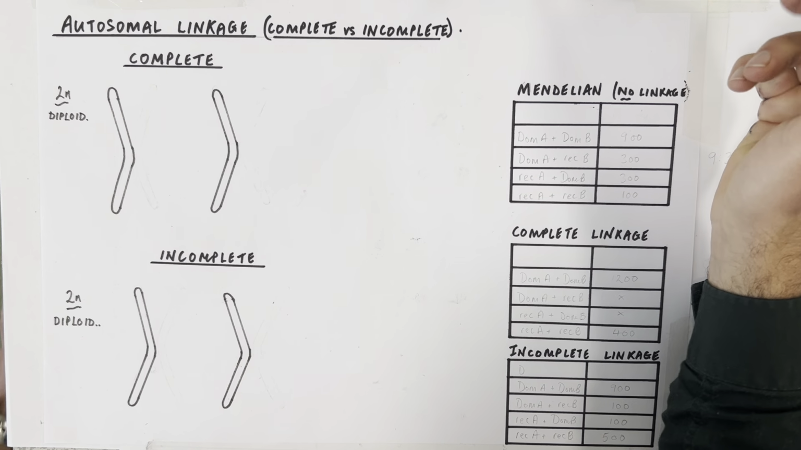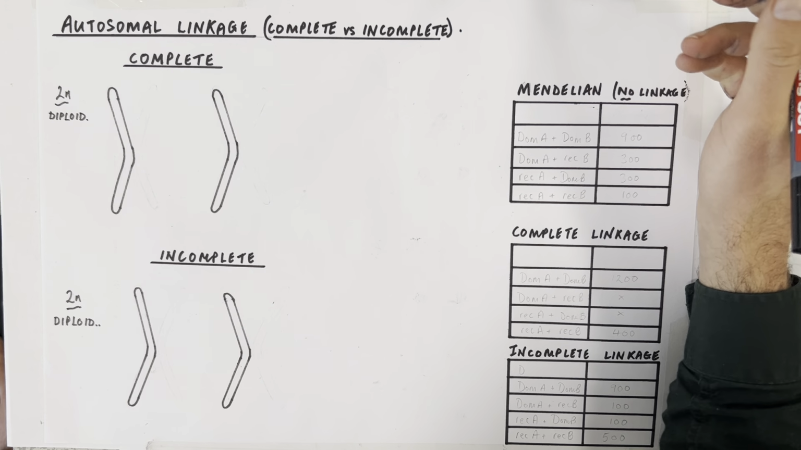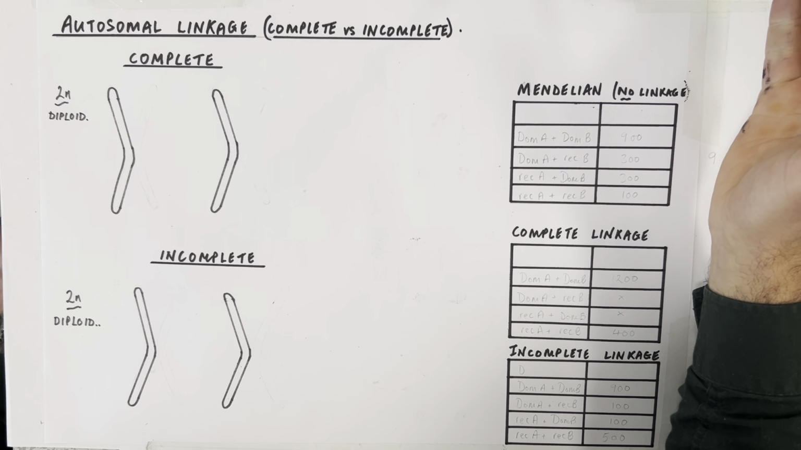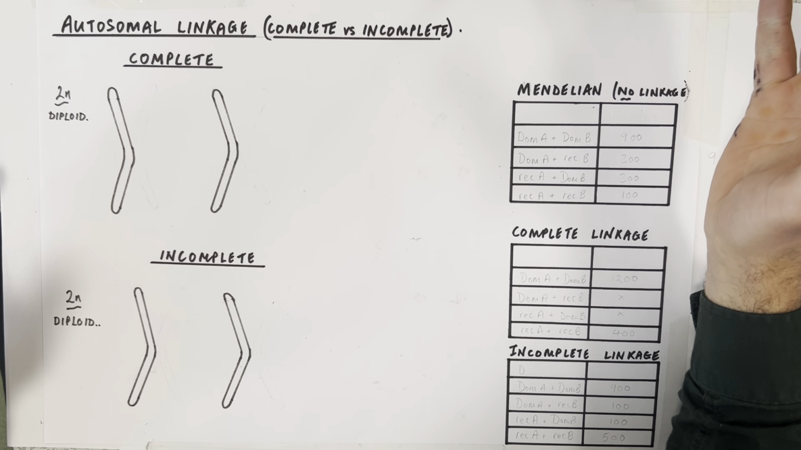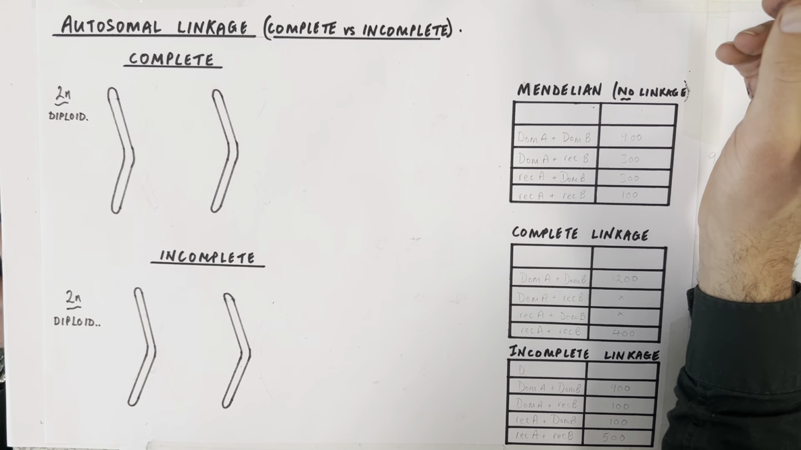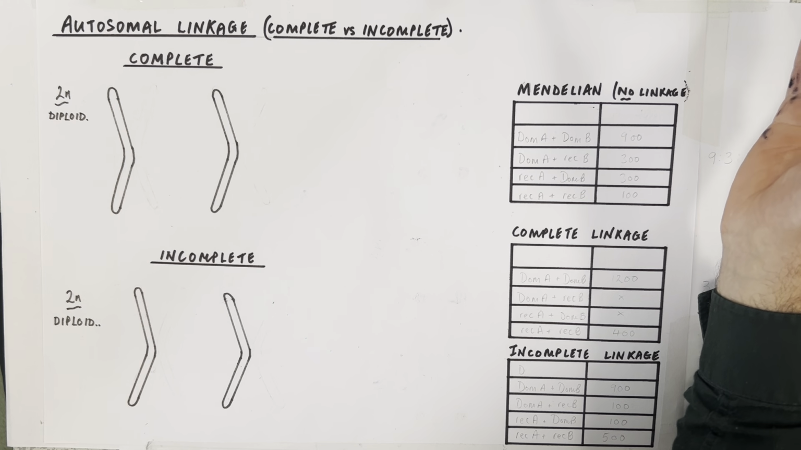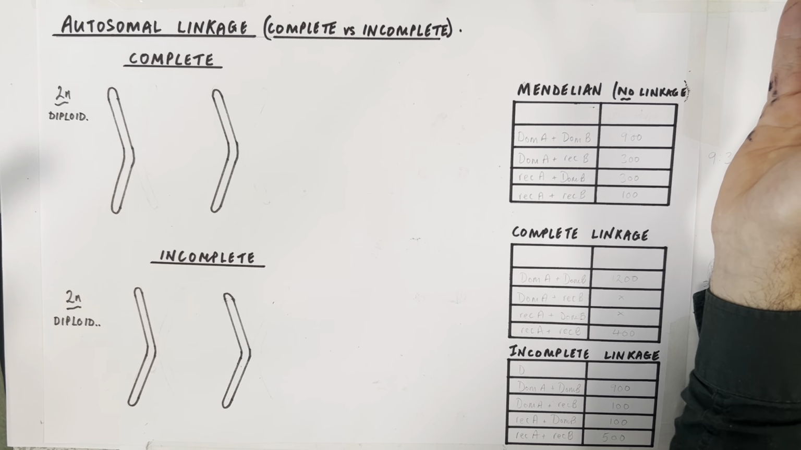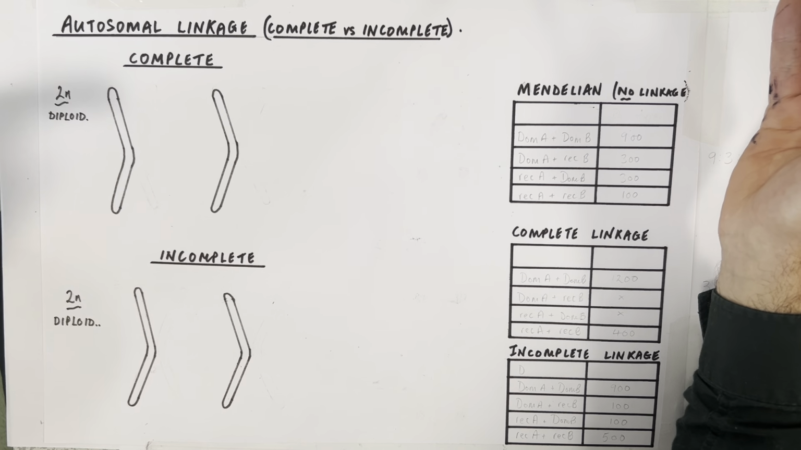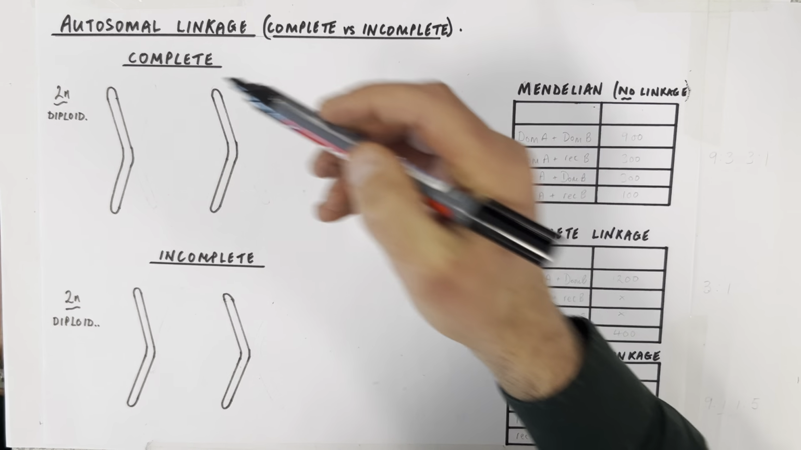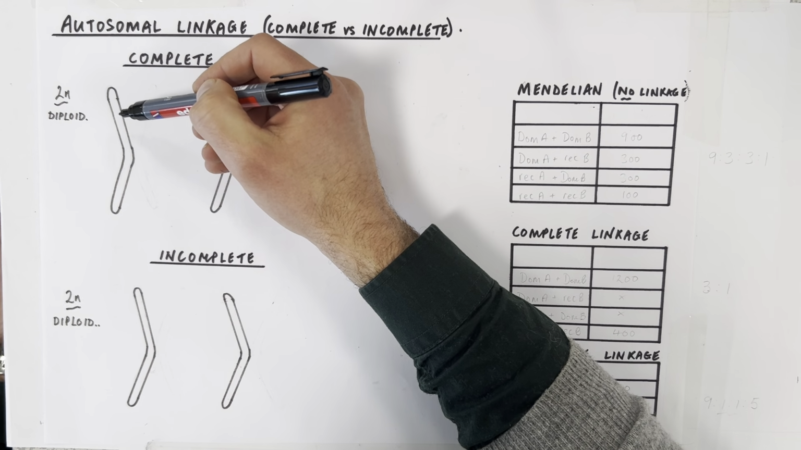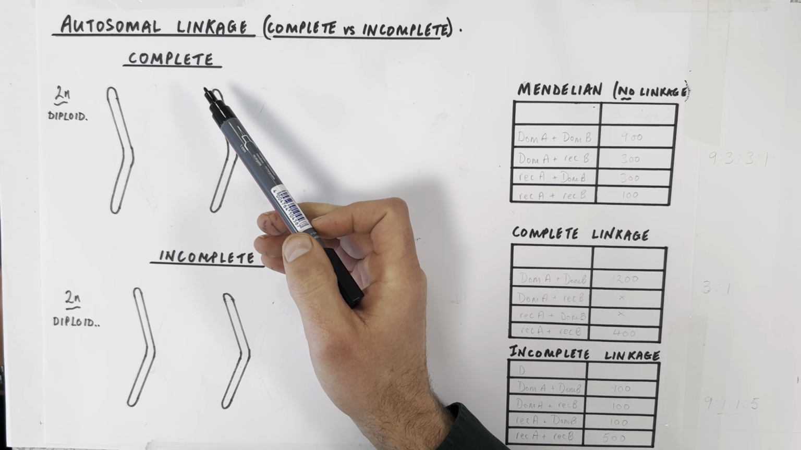So today we're going to talk about autosomal linkage, and there's two main types of autosomal linkage. One is complete and one is incomplete. So when two different genes are linked on the same chromosome, that really means that the locus for each gene is actually on the same physical piece of DNA. So what we're going to do is start with complete linkage.